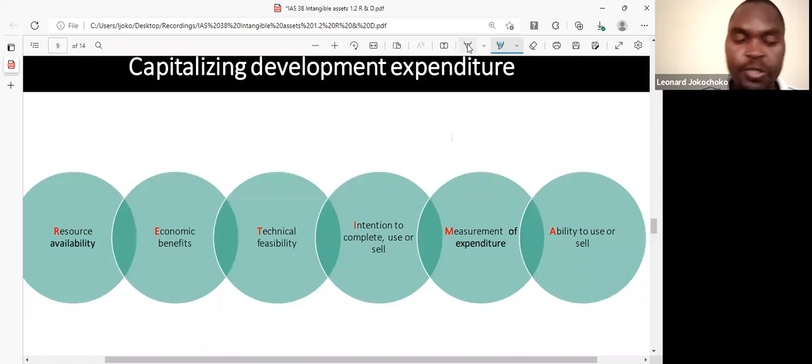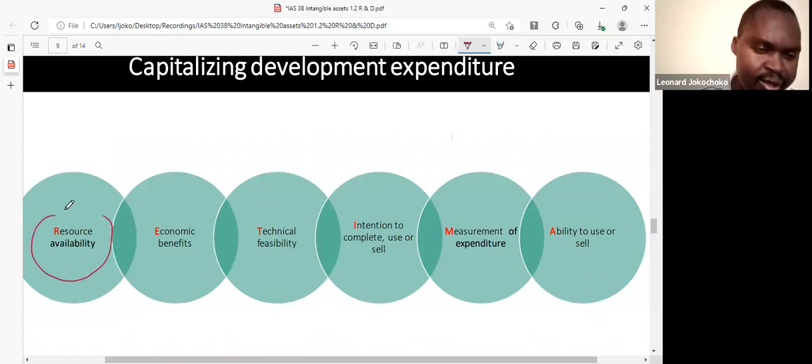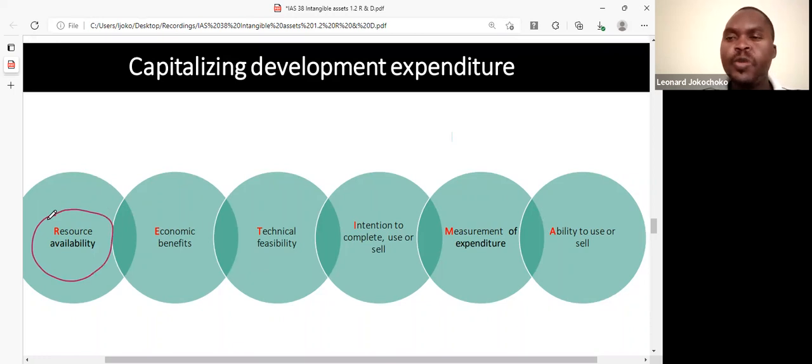The first item which you need to see is resource availability. This simply means, do we have sufficient resources to complete the development and use it to make money? For example, if I come with a new technology which you can use to fly to Mars, you don't need a rover, you don't need a space shuttle, you can just fly with your wings to go to Mars. Let's say I've developed an equation which shows we can do that. Now, we need to see, do we have the resources to make this type of technology work?